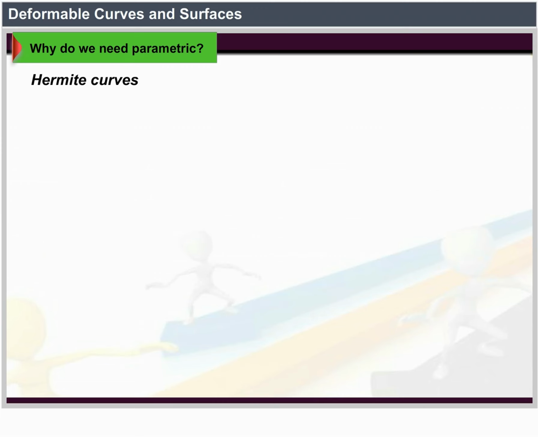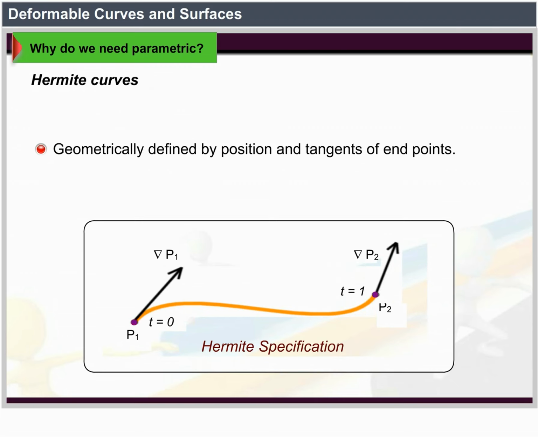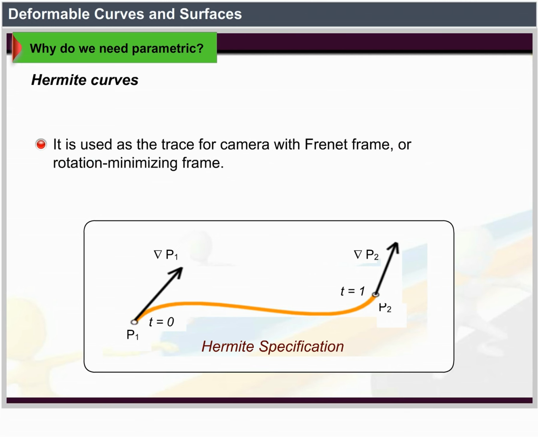Hermite curves. 3D curve of polynomial basis, geometrically defined by position and tangents of endpoints, able to construct composite curve. It is used as a trace for camera with Frenet frame or rotation minimizing frame. Hermite specification diagram can now be seen.